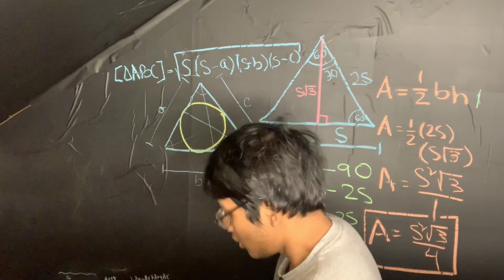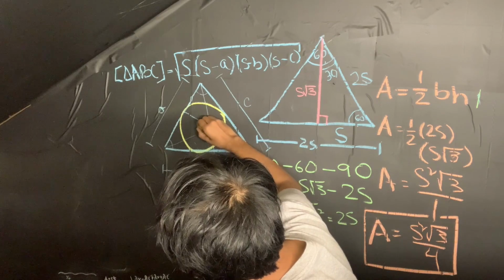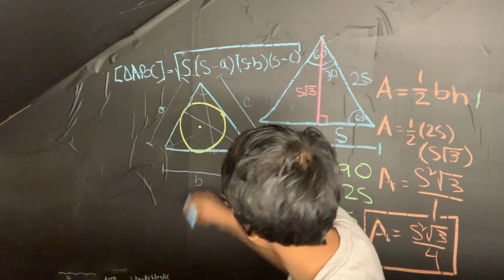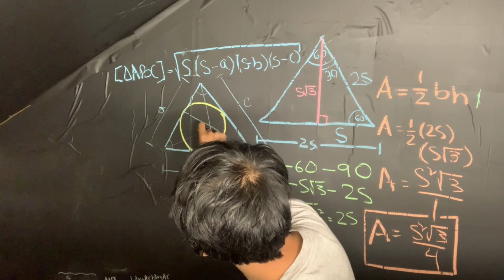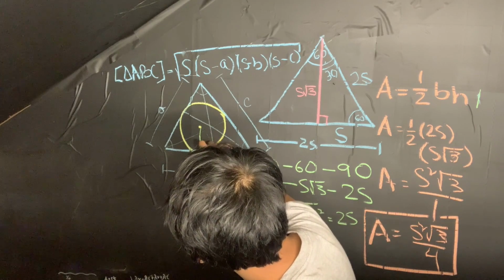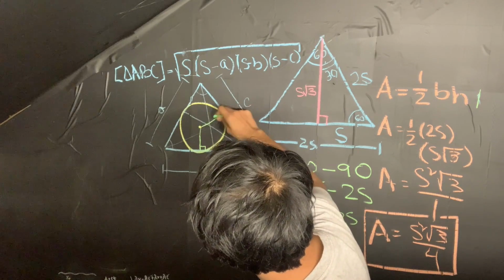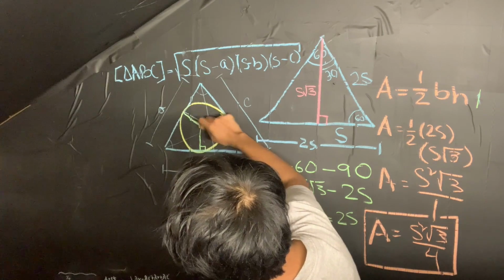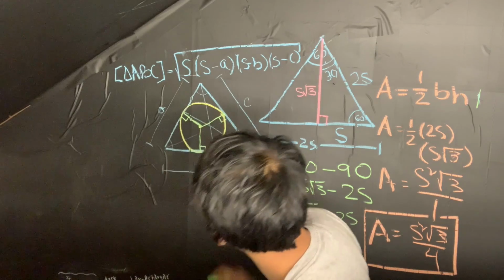So with that being said, let us denote the center of my incircle as this arbitrary point, and let's draw some tangent lines to each of our sides. So here's my first altitude drawn from the center of my incircle. Here's my second altitude, and finally here's my third altitude. And all of these altitudes are perpendicular to their respective base.